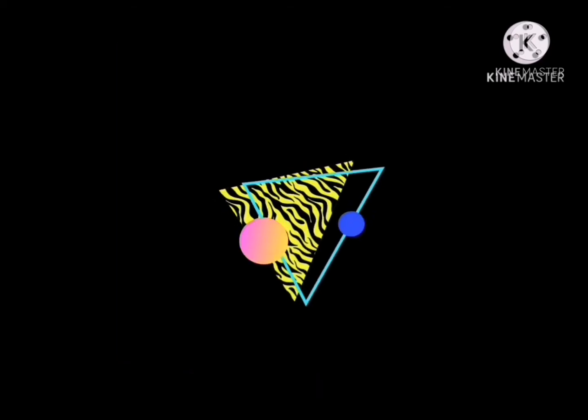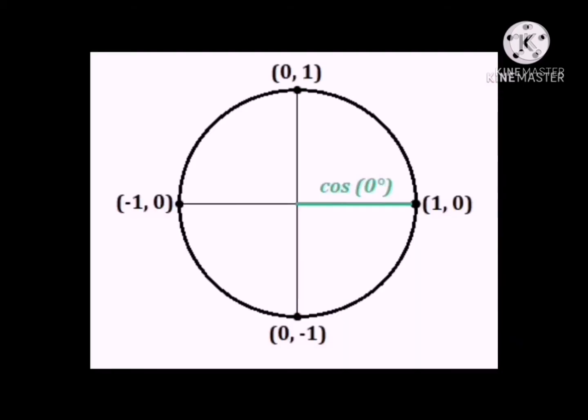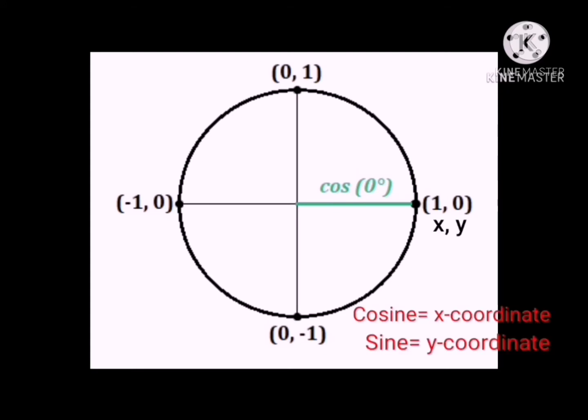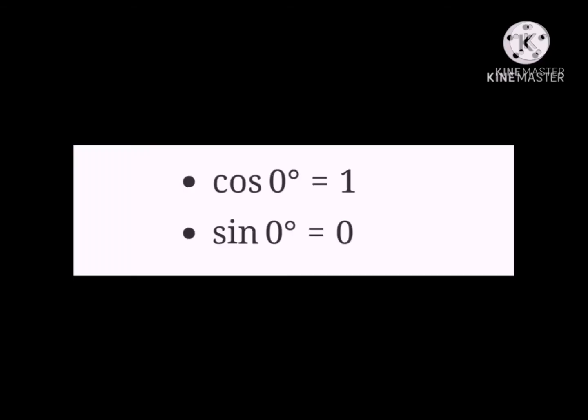But what if there's no triangle formed? Let's look at what happens when the angle is 0 degrees, creating a horizontal straight line along the x-axis. On this line, the x-coordinate equals 1 and the y-coordinate equals 0. We know that the cosine is equal to the x-coordinate and the sine is equal to the y-coordinate. So we can write this: cos 0 degrees is equal to 1 and sine 0 degrees is equal to 0.